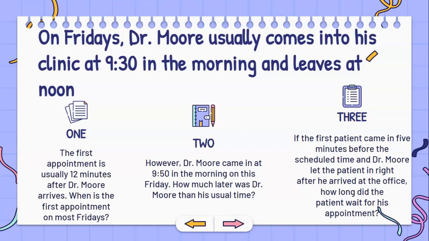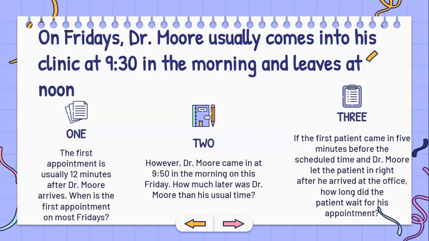Then it says, however, Dr. Monroe came in at 9:50 in the morning on the Friday. How much later was Dr. Monroe than he usually is? Now that you've done that yourself, from 9:30 to 9:50, we see that 20 minutes have passed.